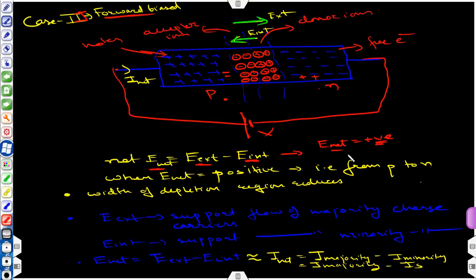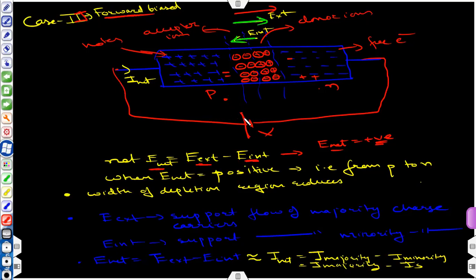Whenever this is the case, majority charge carriers will start flowing. Okay, you have net electric field from P to N. So this electric field will support the flow of holes from P side to N side, and it will support the flow of electron from N side to P side. अब आप लोग पूछेंगे कि सर फ्लो हो गया तो डिप्लीट क्यों नहीं हुआ, ये तो सब मेजॉरिटी चार्ज कैरियर फ्लो हो रहे हैं, डिप्लीट क्यों नहीं हुआ?